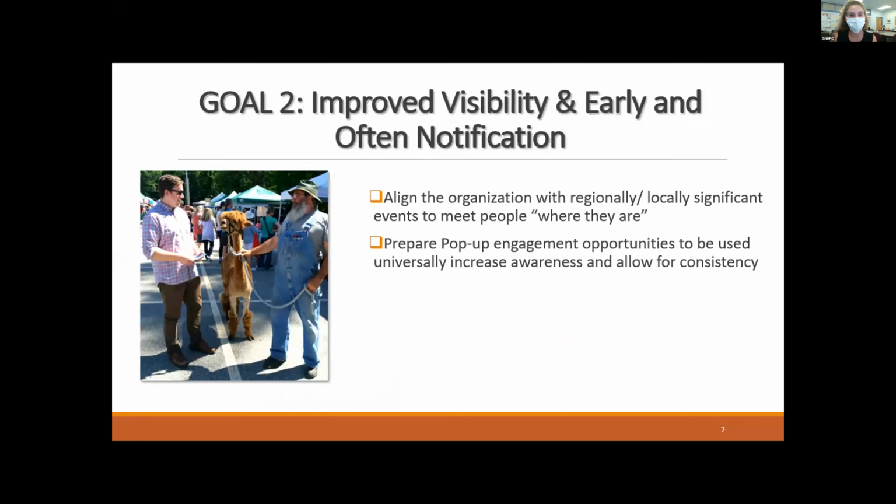Our second goal is to improve our visibility and then ensure that we have early and often notification throughout the planning process. So we should continue and improve upon getting ourselves out there into communities and meeting the people where they are. On the left, you'll see our famous Old Home Day picture. So SNHPC has various opportunities to get out to the public.